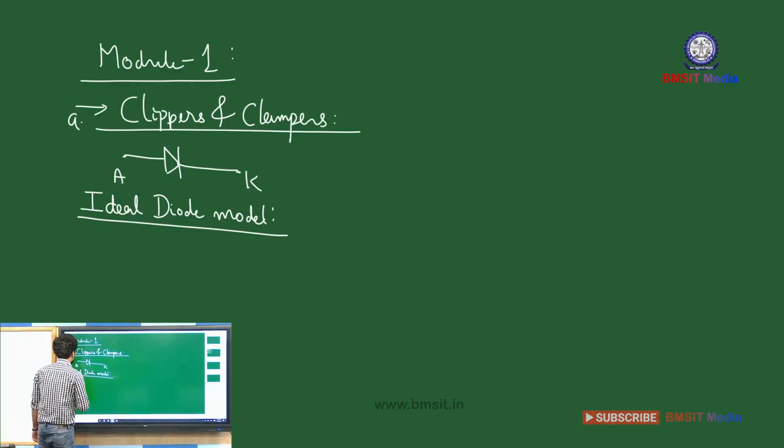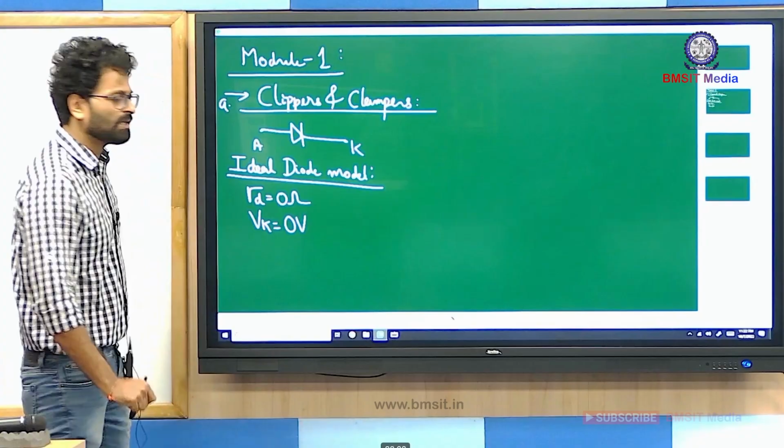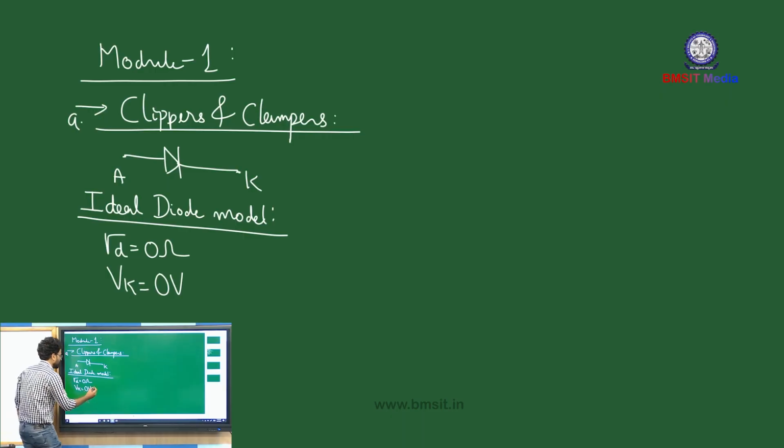So what I have drawn is the ideal diode model. This is the symbol of a diode. First let us try to build the ideal diode model. In case of the ideal diode model, what we assume is that the diode dynamic resistance RD is equal to 0, that means there is no ohmic resistance, and the barrier potential, which is material specific, is also equal to 0 volts. So Vk, as I mentioned, is material specific.